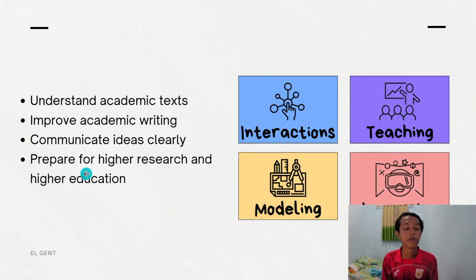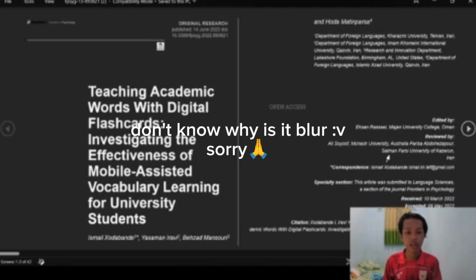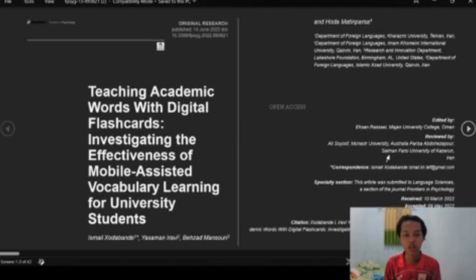And the last one is preparing for research and higher education. If students master academic vocabulary, it also helps them prepare for higher research articles or higher academic tasks found in higher education. So, I hope you understand what academic vocabulary is and why it is important.